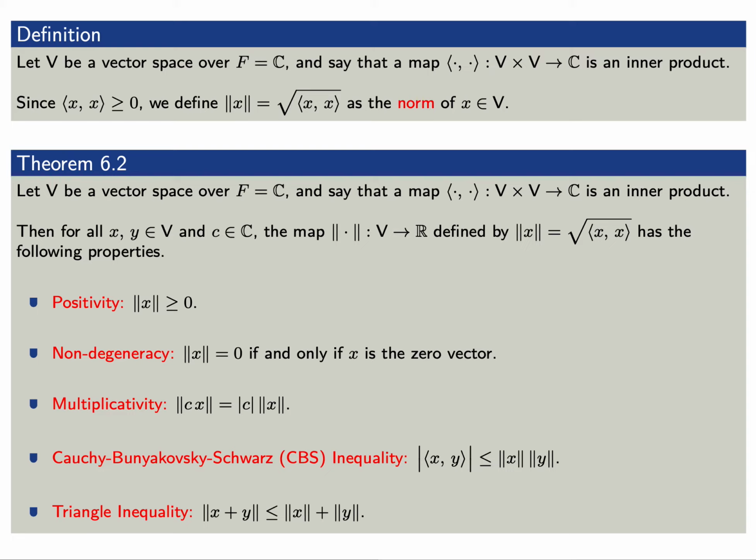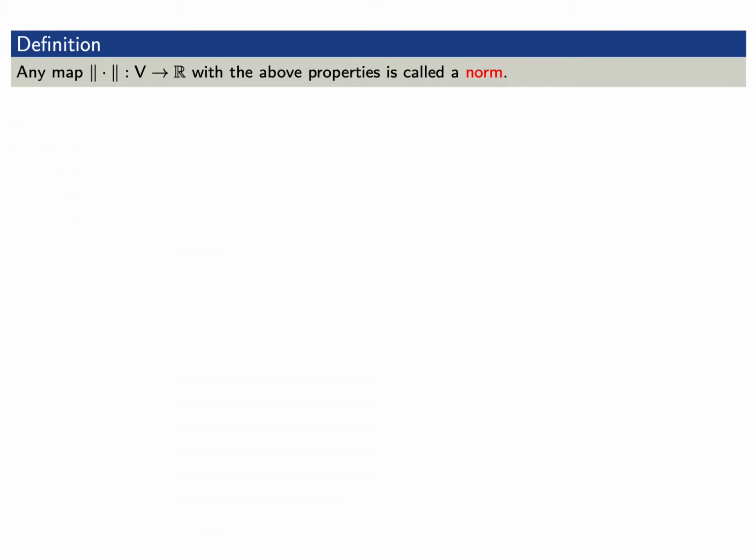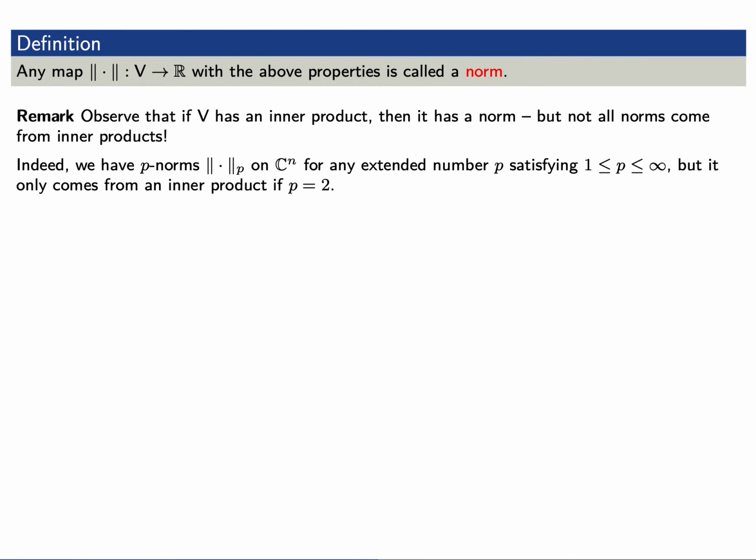Fourth, we have the Cauchy-Bunyakovsky-Schwarz inequality. You may remember that we've discussed this a few times before. This says that the absolute value of the inner product of x and y is less than or equal to the norm of x times the norm of y. And finally, we have the triangle inequality. This says that the norm of the sum of two vectors is less than or equal to the sum of their norms. Any map that we write here in terms of double absolute value signs with the above properties is called a norm. Here's our main observation.